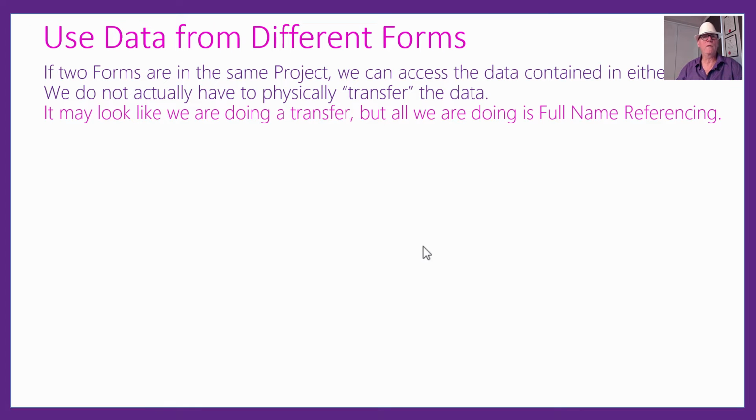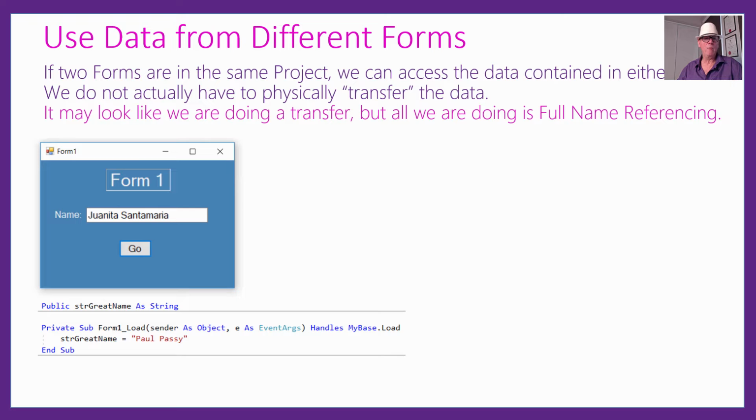Now, using data from different forms, how do you do this? If we've got two forms in the same project, but you want to access data which someone entered on the other form, and you've now gone to form number 2, how do you do that? You do it by name referencing.